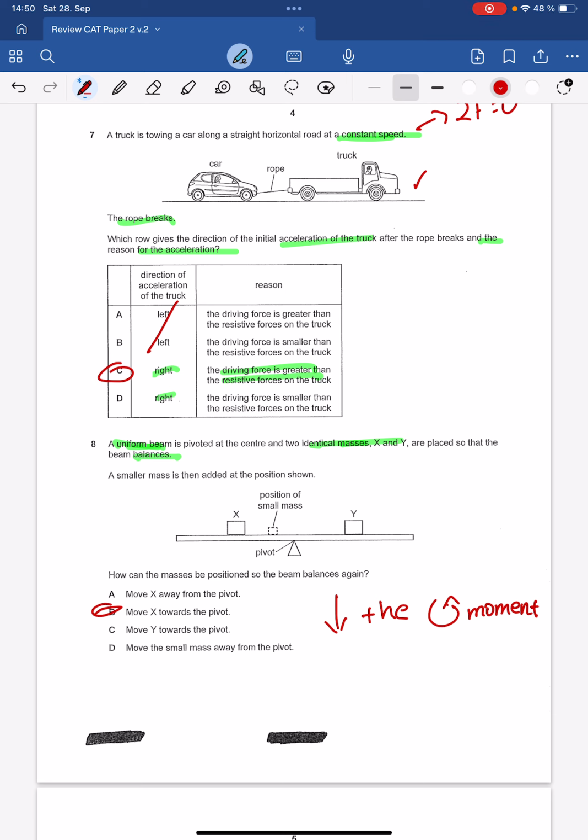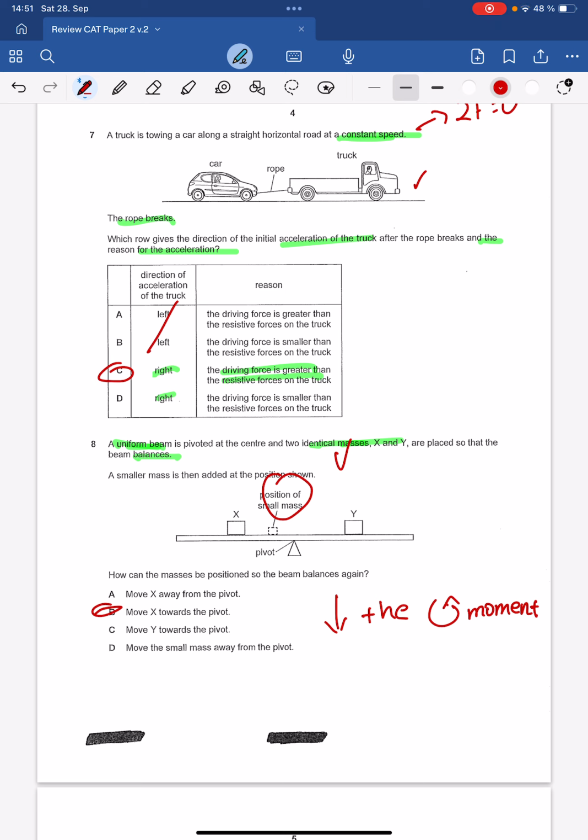Is pivoted at the center, and 2 identical masses, X and Y, identical, you see another keyword, are placed so that the beam is balanced. Excellent, which means they are at the same distances, so the beam is balanced. How can the masses be positioned? A smaller mass is then added at the position shown. Okay, so that's a smaller mass, so you add it over there. You don't know where exactly. How can the masses be positioned so the beam balances again?